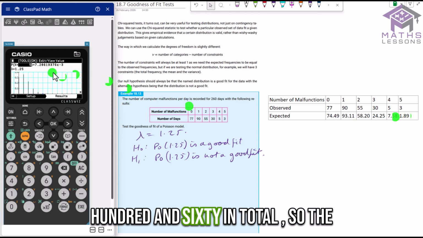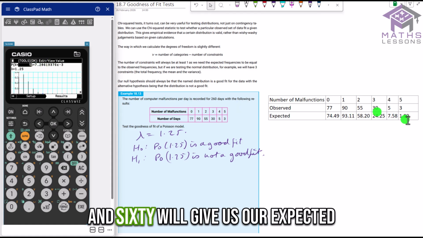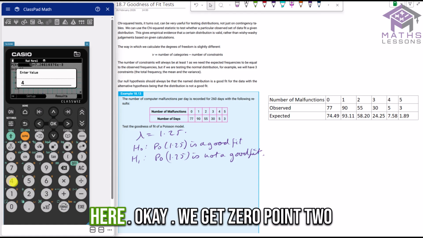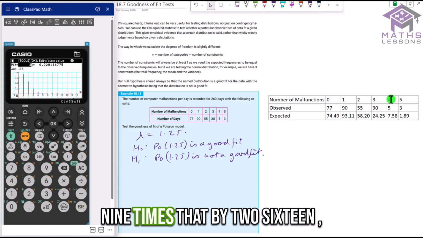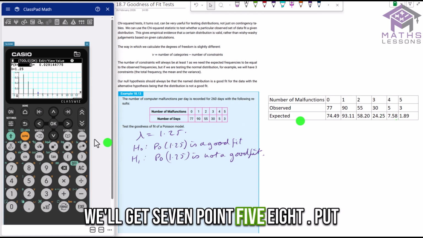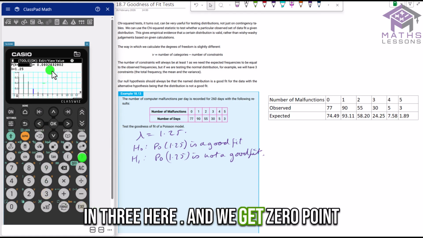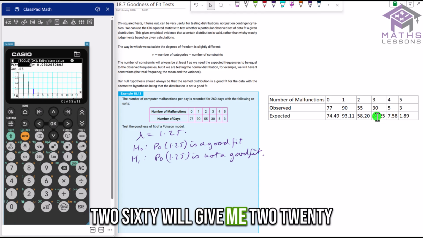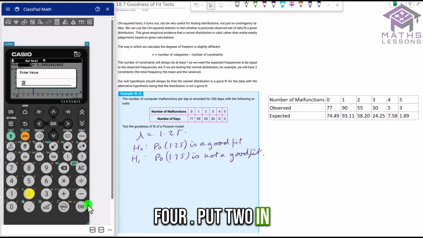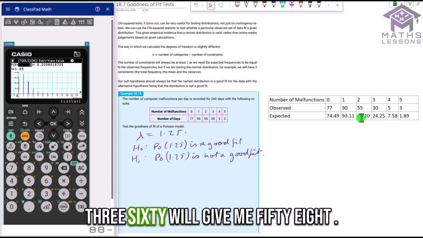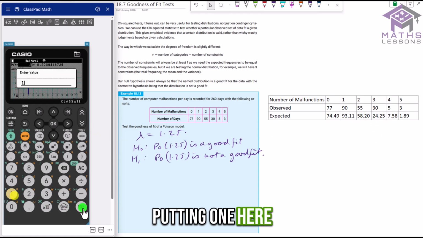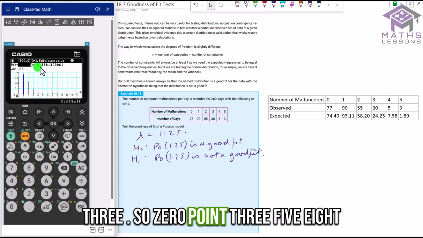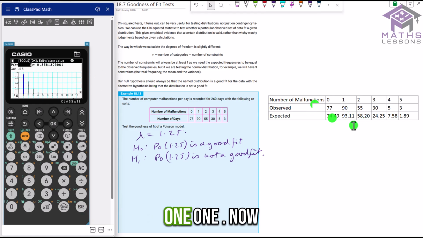Because there are 260 in total, the probability times 260 will give us our expected frequency. And we could similarly do this for 4. So we put in 4 here, we get 0.29, times that by 260 and we'll get 7.58. Put in 3 here, and we get 0.09, so 0.09 times 260 will give me 22.4. Put 2 in here, and I've got 0.22 times 260 will give me 58. Put in 1 here, so 0.358 times 260 is 93.11.